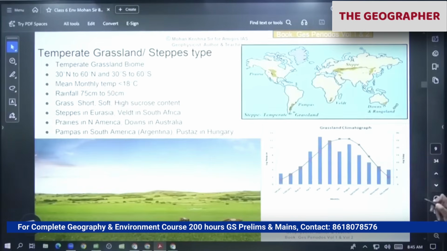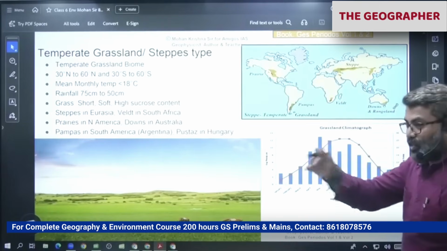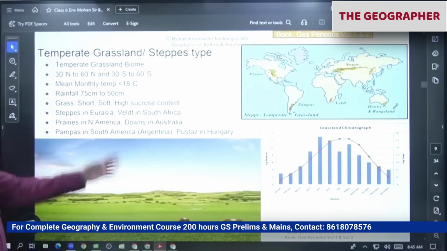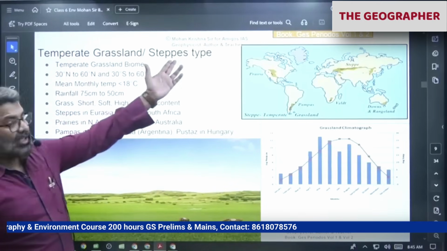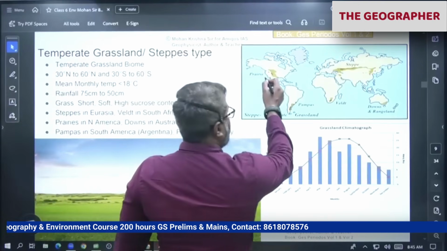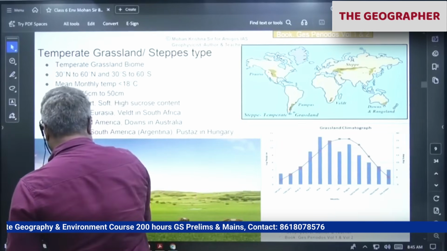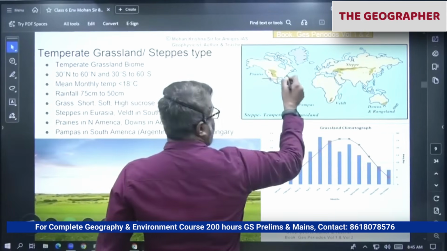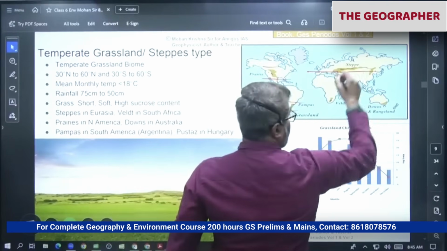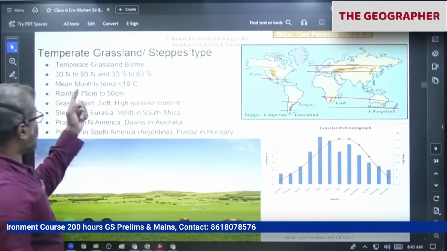That's it. Next we covered temperate grassland. All this I am giving as revision. Already we have done it, but since it was not recorded, I am giving the revision. Again, temperate grasslands are also called steppe type. This is found between 30 to 60 towards north. See, 30 to 60. Here, this is 30, this is 60. All of you got it? So they are found in the 30 to 60 belt.